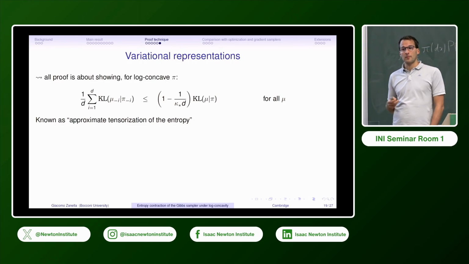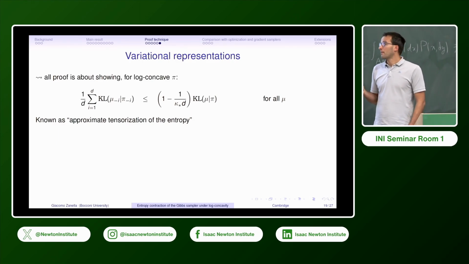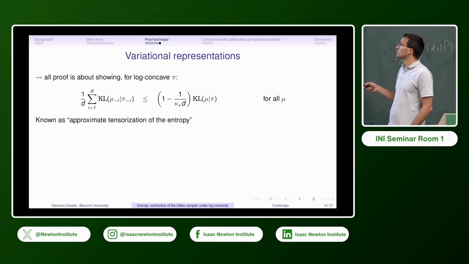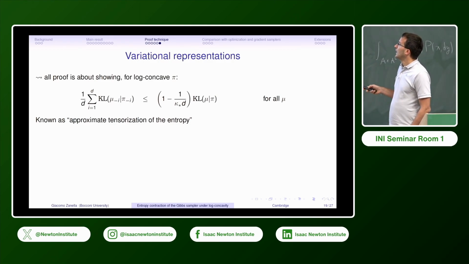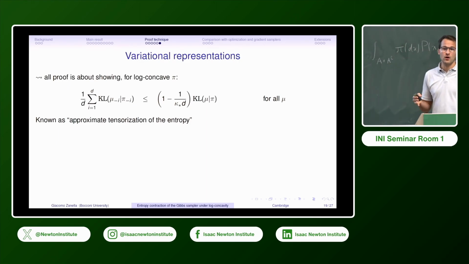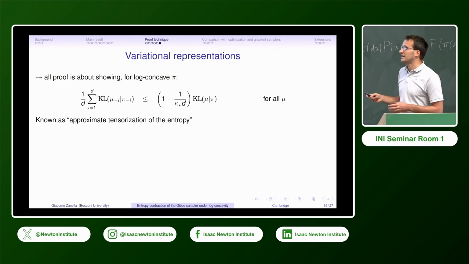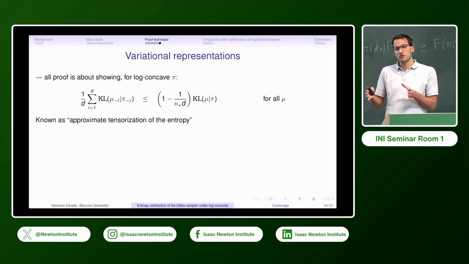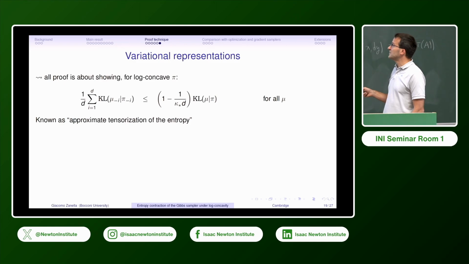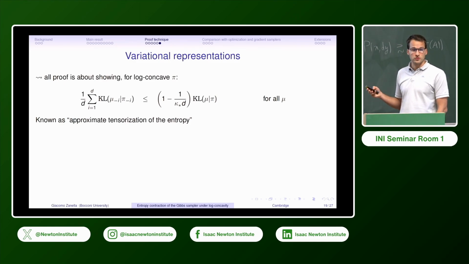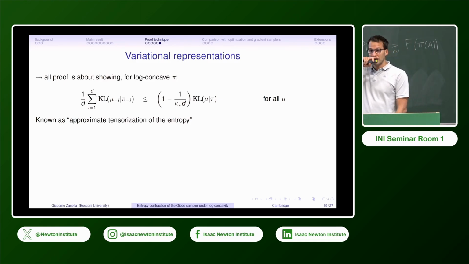Which in the probabilistic literature would be called an approximate tensorization of the entropy, because when pi is of product form, this inequality holds with kappa star equal to 1, and it's usually called the tensorization of the entropy. So in general, when people manage to prove these inequalities for distributions which are not of product form, they call it approximate tensorization of the entropy. And what we do is to prove this inequality for strongly log-concave distributions. Okay, that's, mathematically speaking, what we have to do.